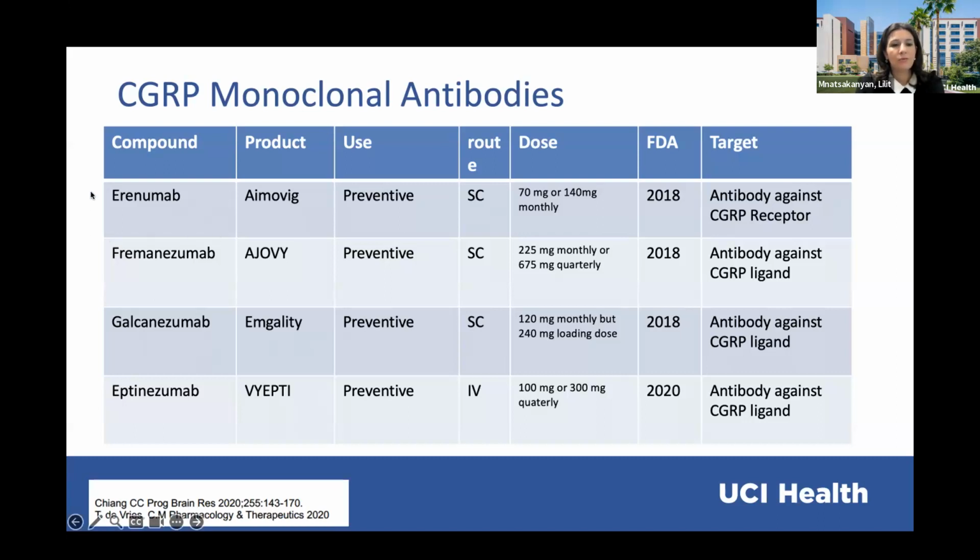The first medication that received approval was erenumab, Aimovig, which is available as a monthly subcutaneous injection. Fremanezumab, again, subcutaneous injection, galcanezumab, which could be a monthly injection subcutaneously, and then the fourth one that got approval in 2020, eptinezumab, which is available IV, and it's injectable every 3 months.